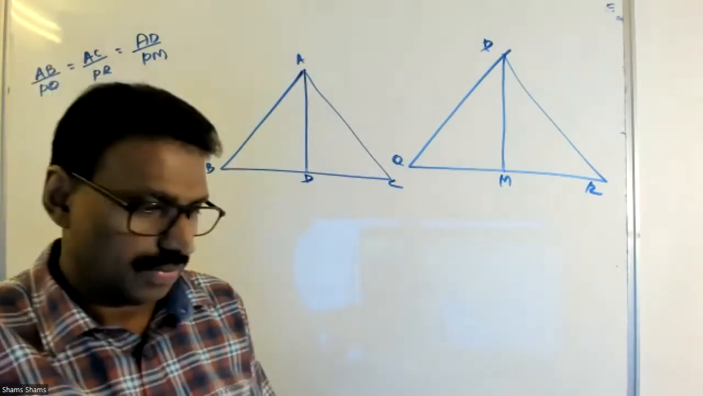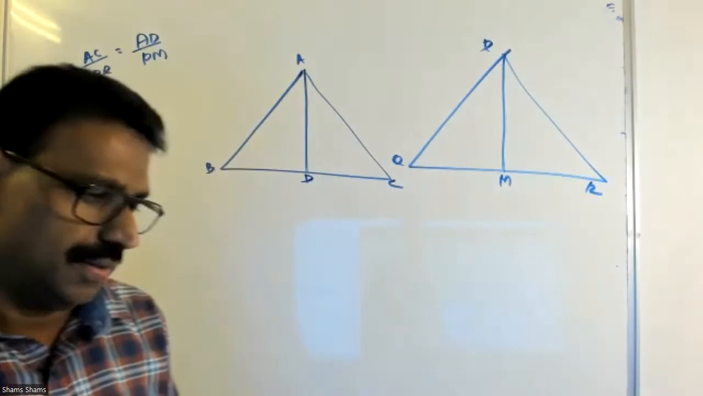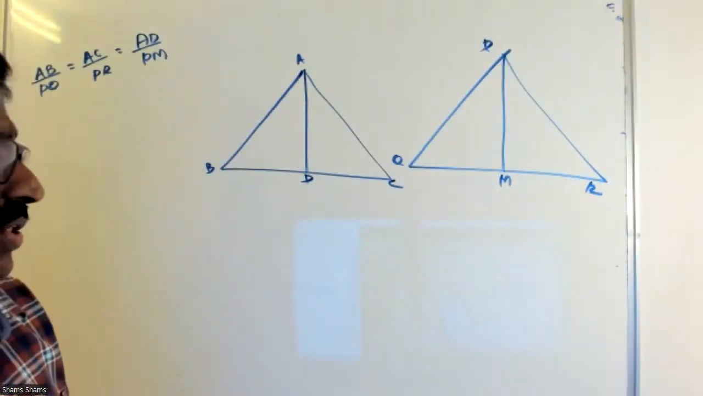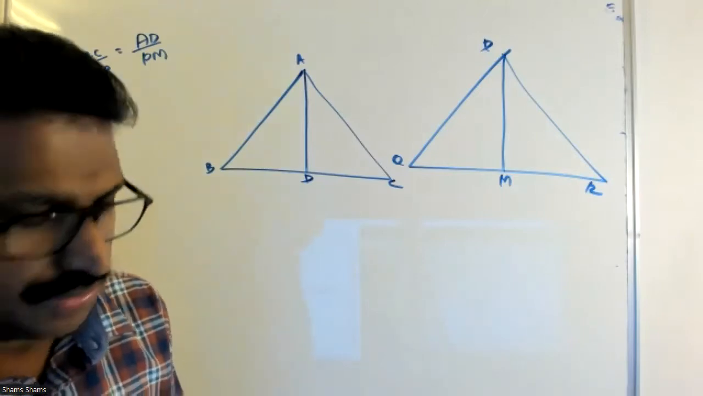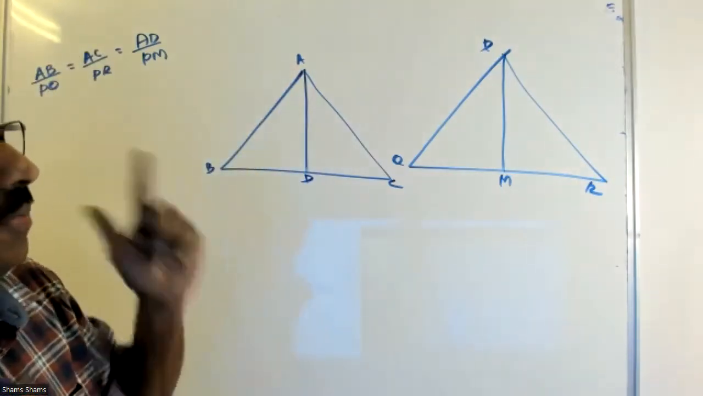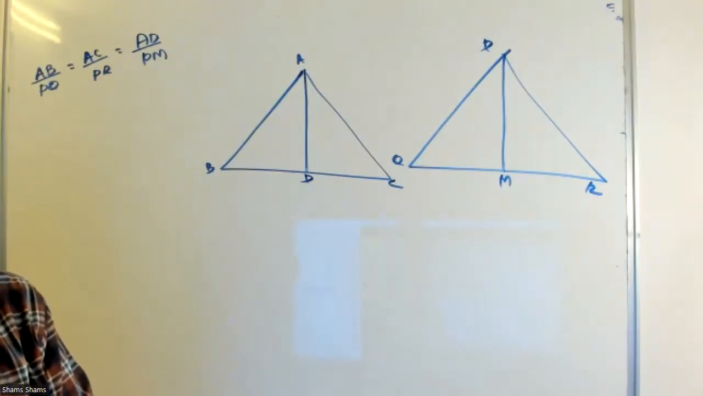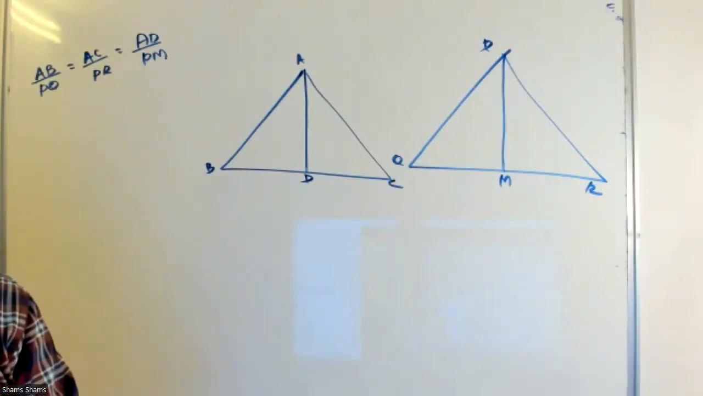Now, understood? What do you have to prove? Ron, what do you have to prove in this question? You have to prove that triangle ABC is similar to triangle PQR, right? Correct or not?